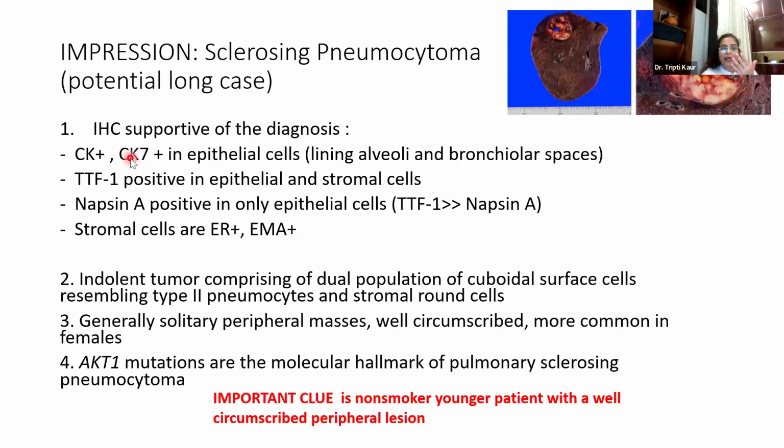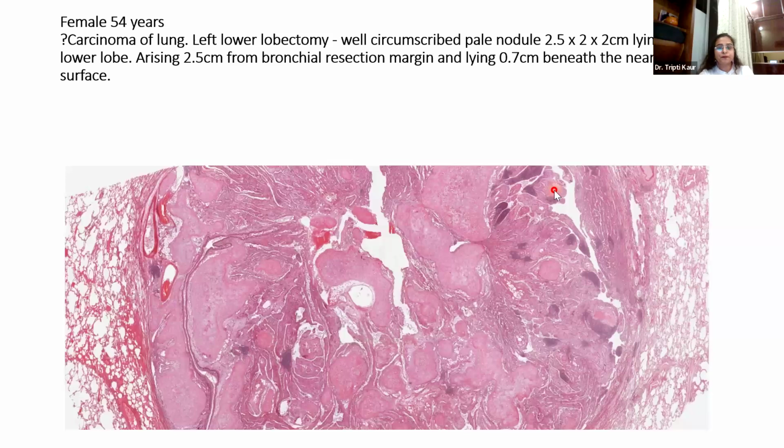So IHC, you've told me TTF1 is positive in epithelial and stromal cells, and if napsin A is there, you can always compare TTF1 and napsin. Usually many more cells are positive on TTF1 as compared to napsin A in a case of sclerosing pneumocytoma. So this is an indolent tumor composed of a dual population of cuboidal surface cells resembling type 2 pneumocytes and stromal round cells. Generally, these are solitary peripheral, well circumscribed masses, usually associated with AKT1 mutations, which are the molecular hallmark of pulmonary sclerosing pneumocytoma.